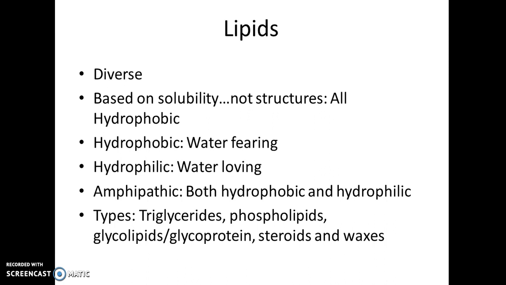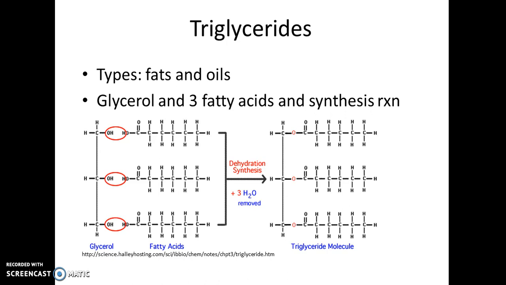If you were water-loving or polar, they'd be known as hydrophilic, water-loving. There are molecules that have both hydrophobic and hydrophilic ends, and they are amphipathic. So when we talk about lipids, there'll be one lipid that is amphipathic, and we'll focus on that. So there are different types of lipids: triglycerides, phospholipids, glycolipids, and steroids, as well as waxes. And we're going to focus our attention on all of those. So get ready. We're going to focus our attention first on triglycerides.